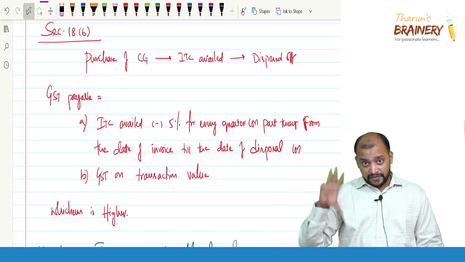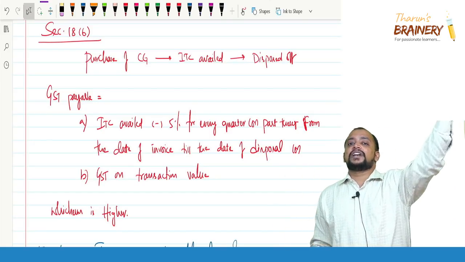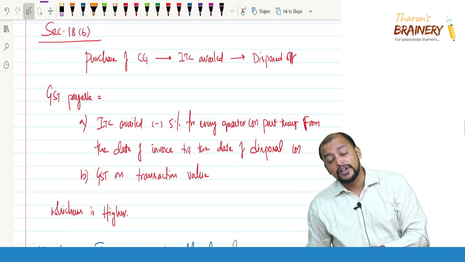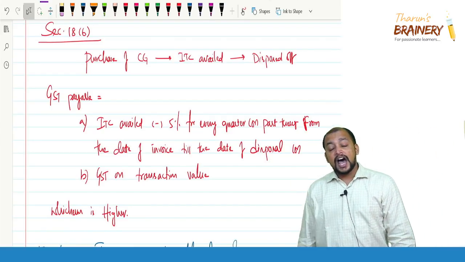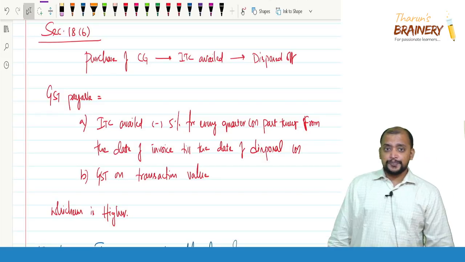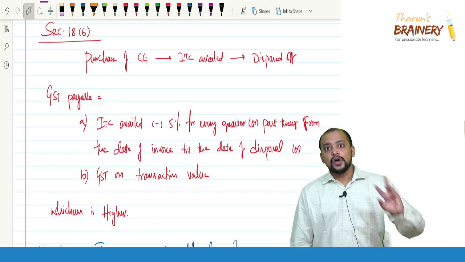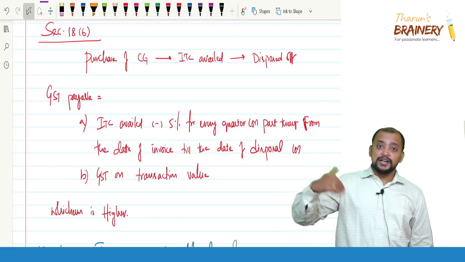Suppose if ITC is availed, then we need to take GST payable equals to so much of the ITC availed minus 5% for every quarter or part thereof from the date of purchase till the date of disposal, or GST on transaction value, whichever is higher. However, in case when the goods are disposed of without consideration, only A will come. Suppose if the goods are sold after 5 years, only B will come.